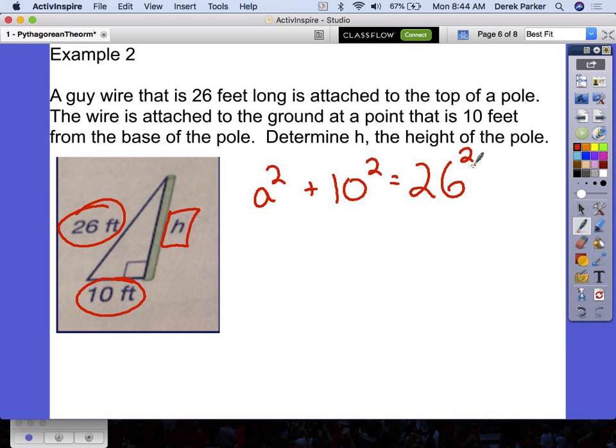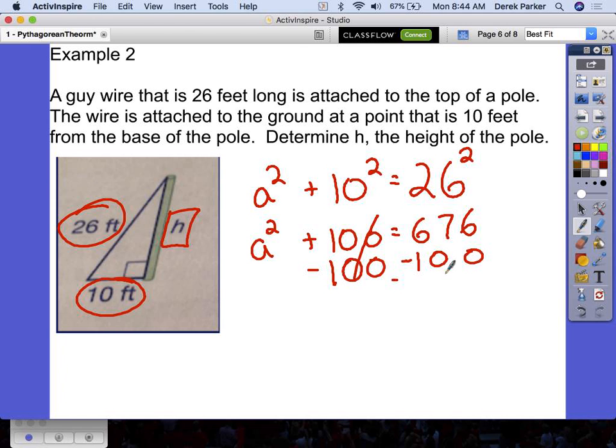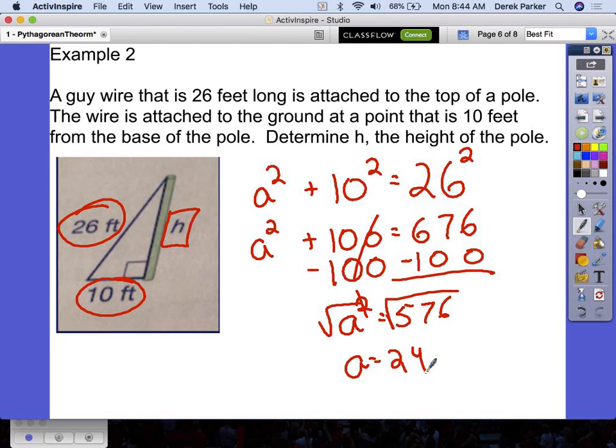And solve for a. This will look similar to linear expressions from the unit before. Now solve for a. Take the square root of both sides. And I get a is equivalent to 24. So in this case, h is 24 feet.